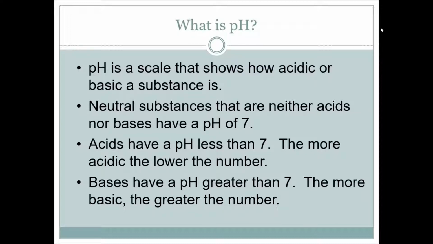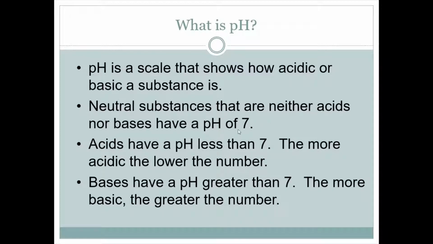This first slide right here is a slide from my last presentation on acids and bases. That one talked about properties of acids and bases, it introduced the pH scale, and strong acids, strong bases, reactions of bases. There was a bunch of stuff on acids and bases. This one we're going to just focus on pH. So we learned that pH is a scale that shows how acidic or basic something is. The second bullet point says that neutral substances, which are neither acids nor bases, have a pH of 7.